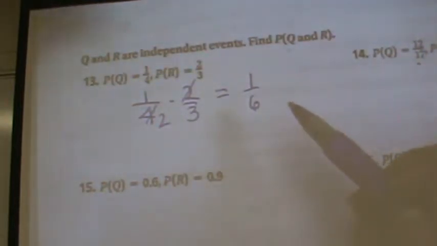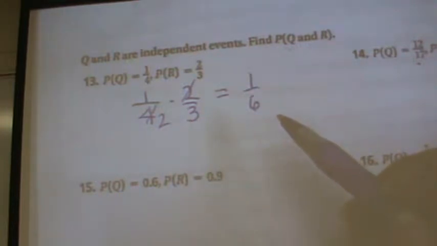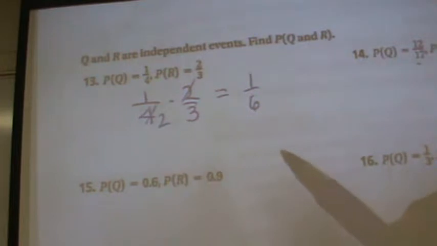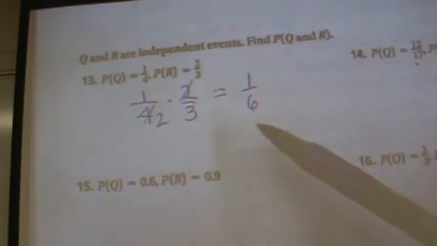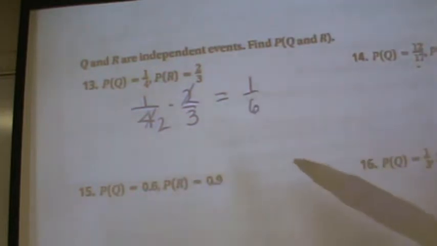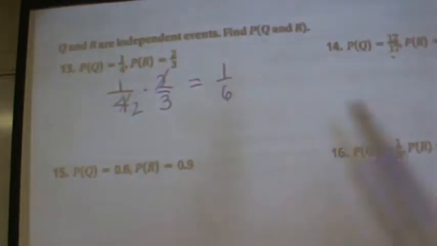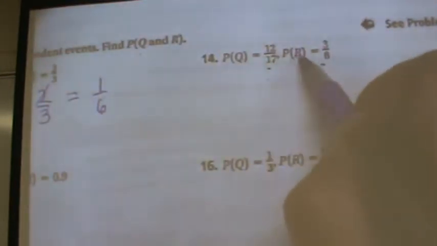It can also be written as a decimal and as a percent. So why I'm pointing this out to you is because on your multiple choice final exam, it may be written as a fraction, it may be written as a decimal, it may be written as a percent, so be flexible, okay? How about 14? What's the probability of Q and R?